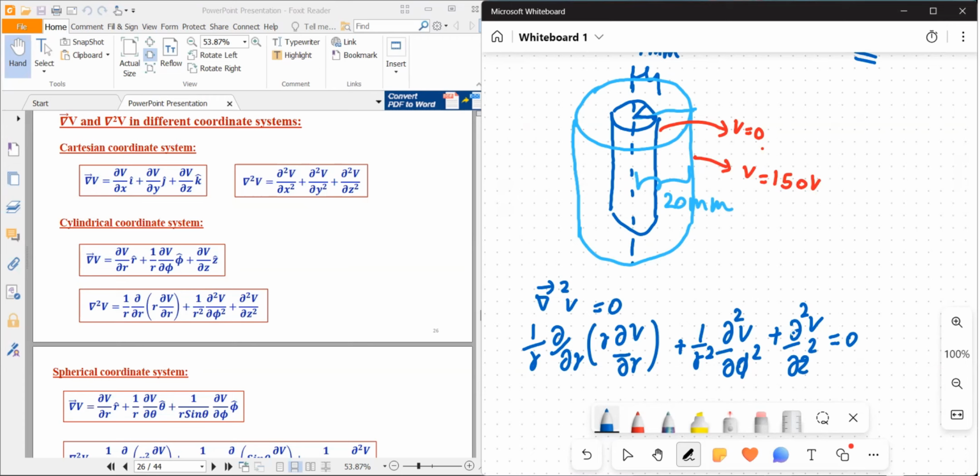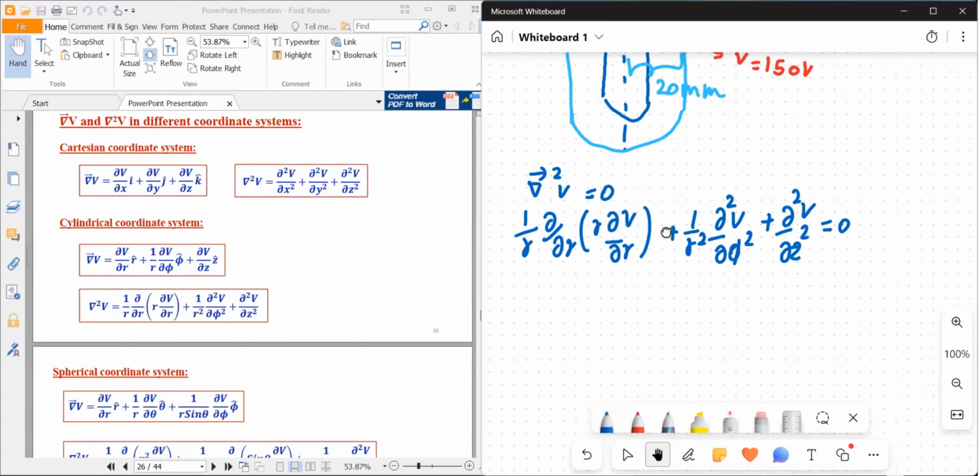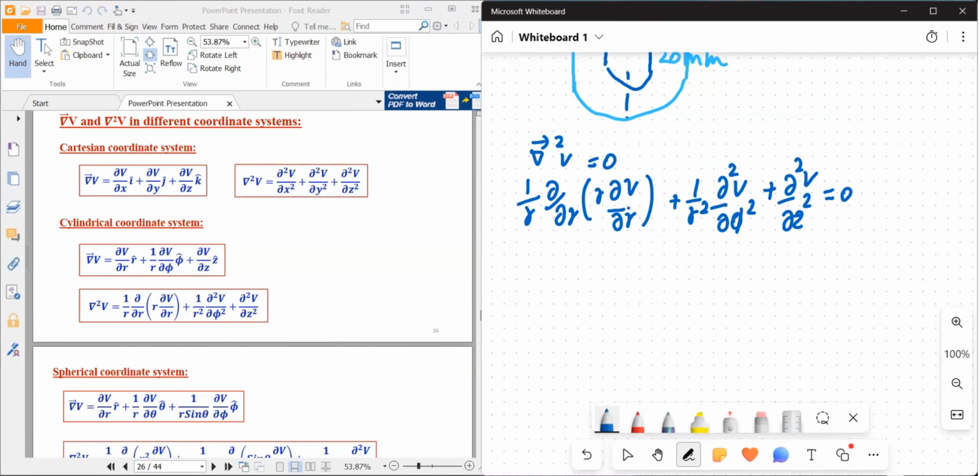When we consider Z, V is going to be a constant. Therefore, partially differentiating this one, it's going to be 0. Then we only need to consider this part. So it's going to be reduced to one dimension. Therefore, we can write 1 over r, d over dr of r dV over dr, is equal to 0.